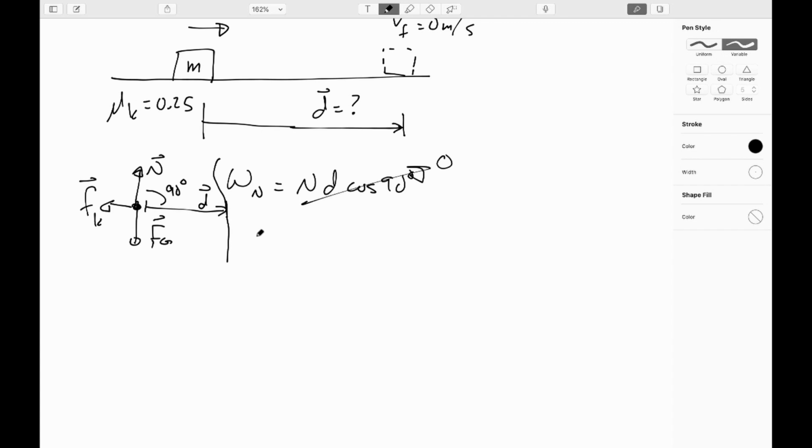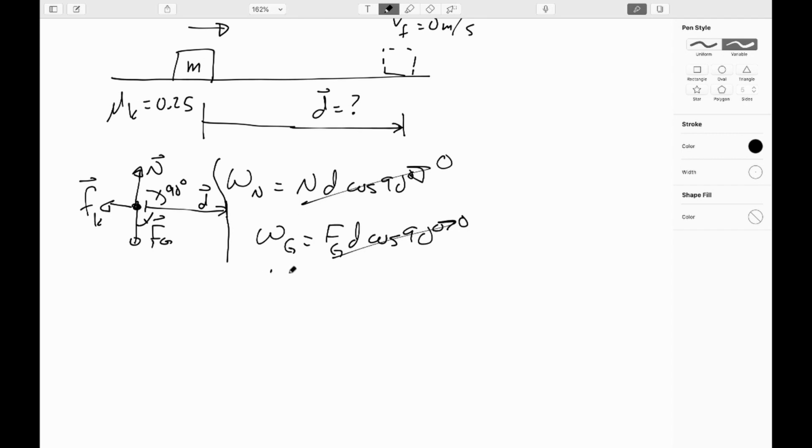All right, how about the work done by gravity? Turns out to be the same deal. The angle between them is also 90 degrees. So this will be the force of gravity times the displacement times the cosine of 90, which is again 0. Again, this makes sense because forces that are perpendicular to the motion can only ever attempt to change the direction of motion of an object. They can't change the speed.